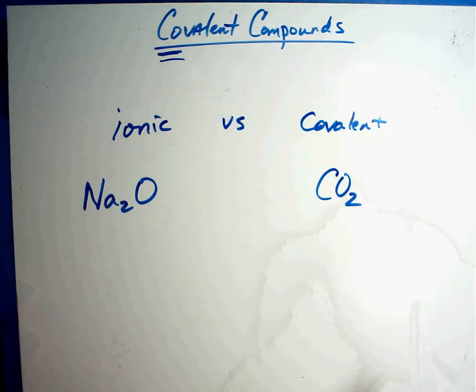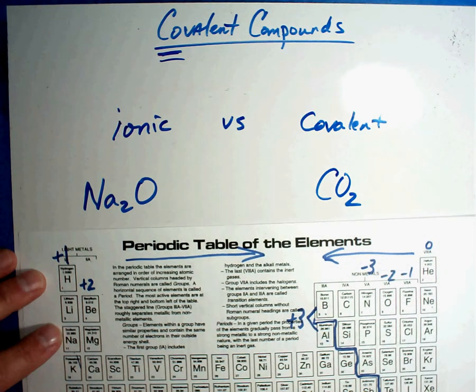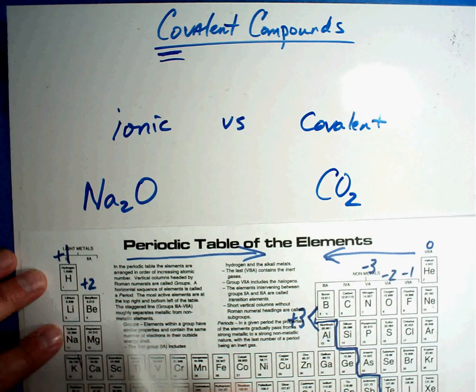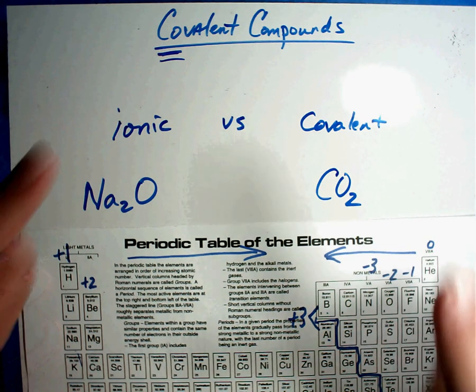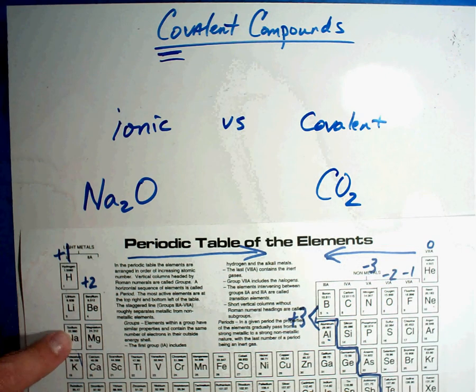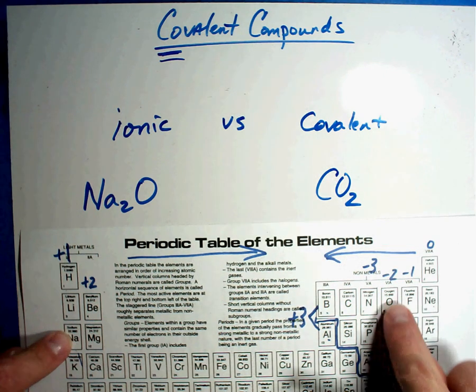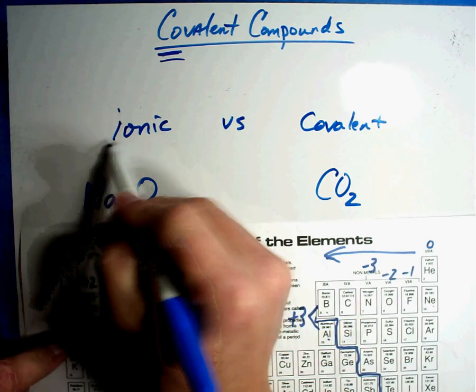Look where the elements are located. For example, here is an example of an ionic and a covalent. If I look at it, I may not know which is which. But when I do this, you will. Take your fingers and you're going to point. Watch what happens. Na is there. O is there. If they're on opposite sides, they're ionic.